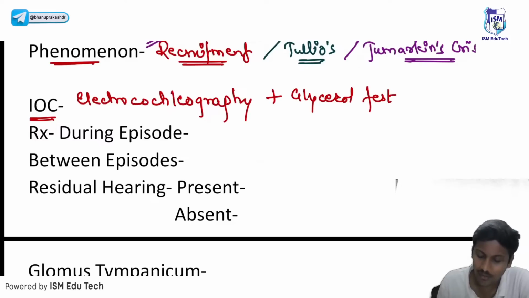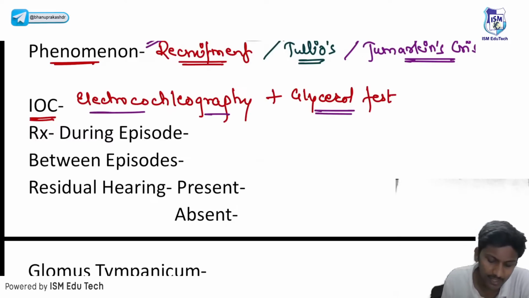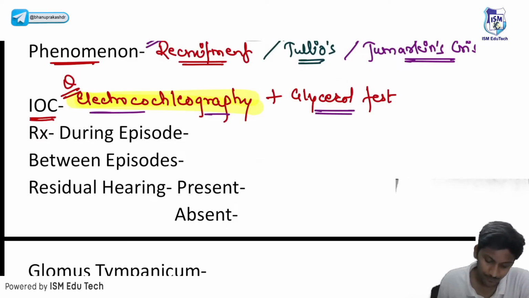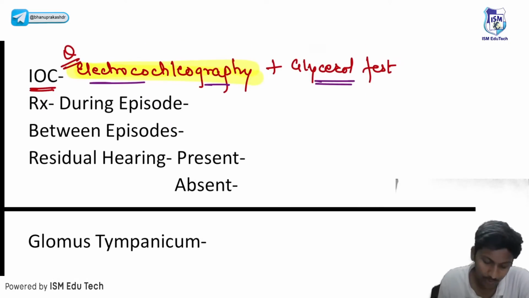Along with that is the glycerol test. So electrocochleography plus glycerol test is considered the investigation of choice. If you need to answer it as the single best, then your answer definitely should be electrocochleography. Okay? That's important.